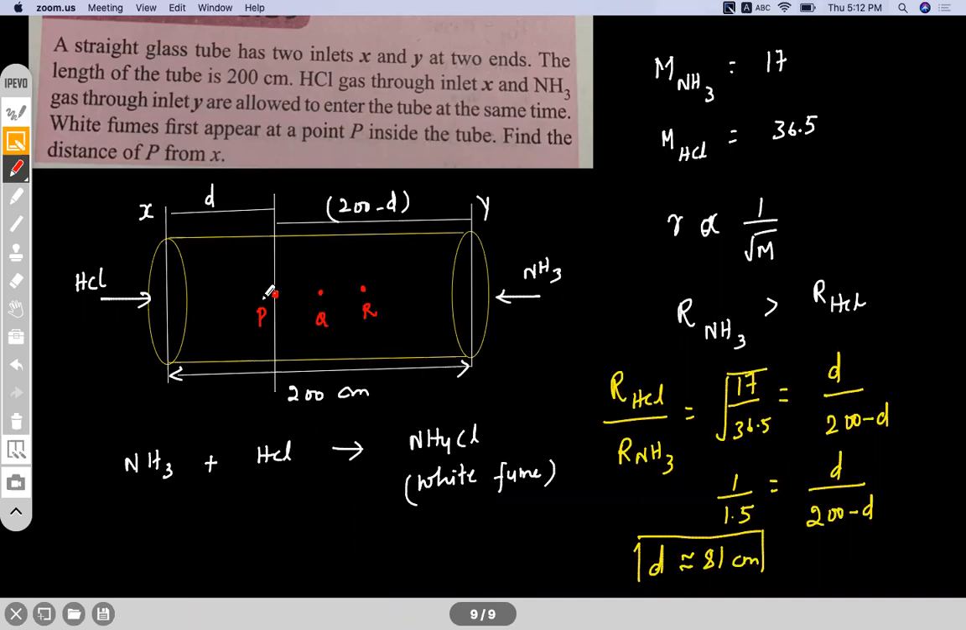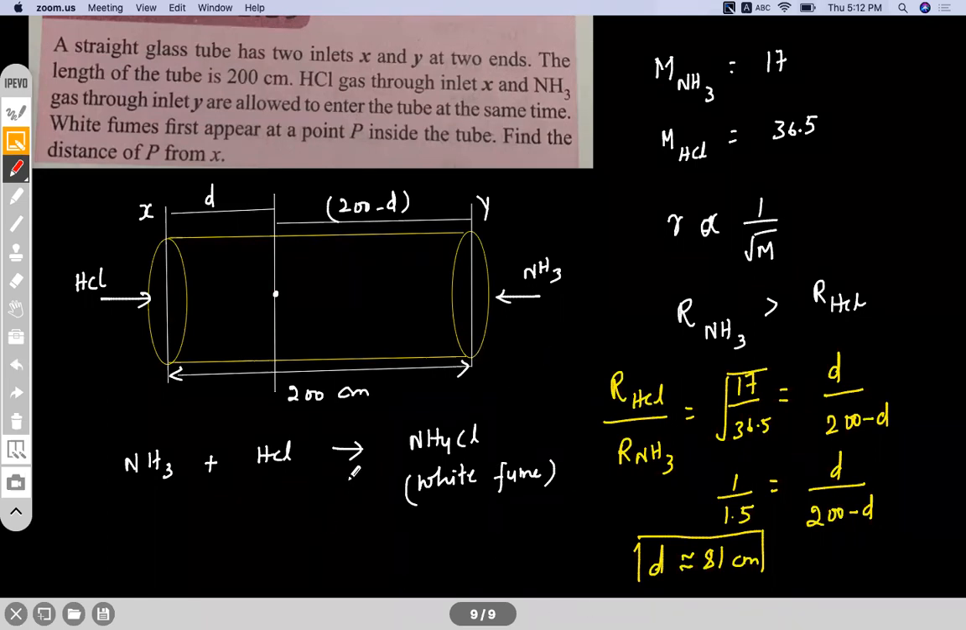Okay. Yes. So this is the rate of diffusion and effusion. You will get some more questions on this similar pattern only. Just you need to equate and you will get the answer. Okay, that you will get in assignment, you can solve that.